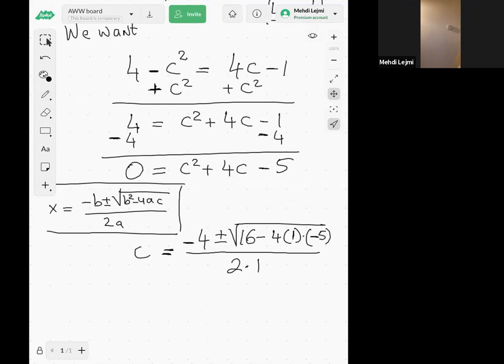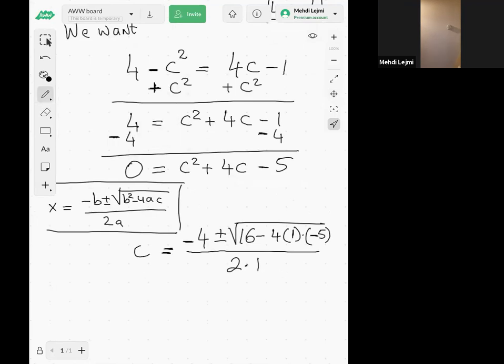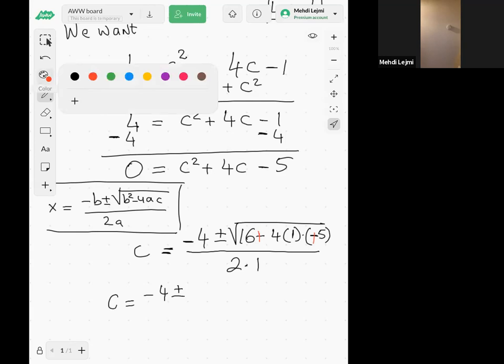So then your c would be negative 4 plus or minus the square root of 16 minus 4 times negative 5, so that would be a plus. So it's 16 plus 20. 16 plus 20 is 36, and the square root of 36 would be 6. So it's negative 4 plus or minus 6 over 2.